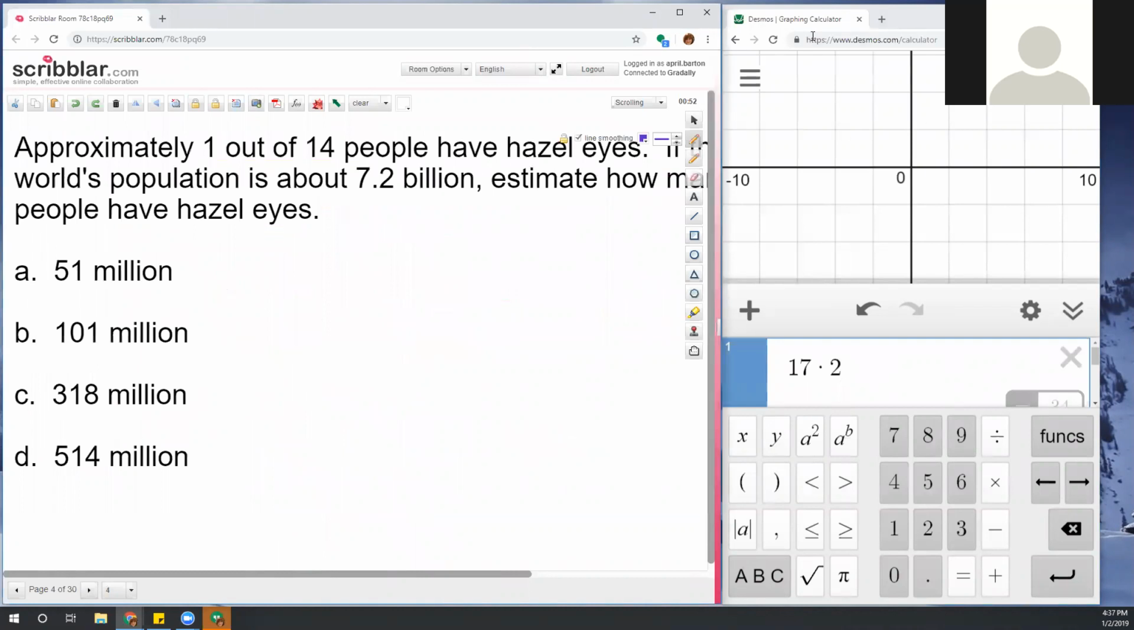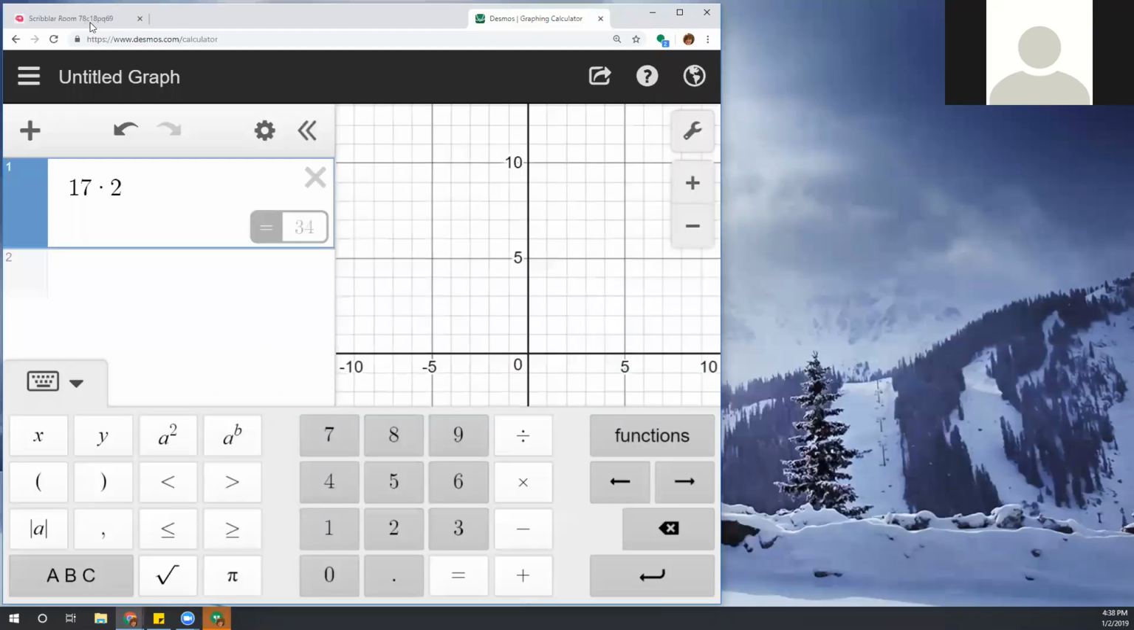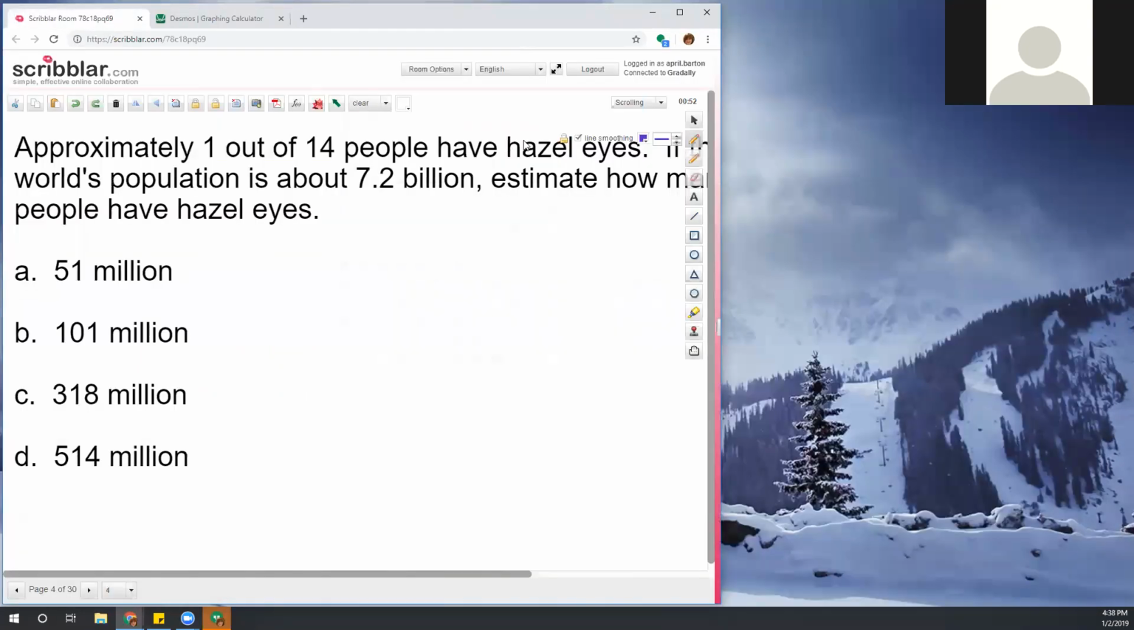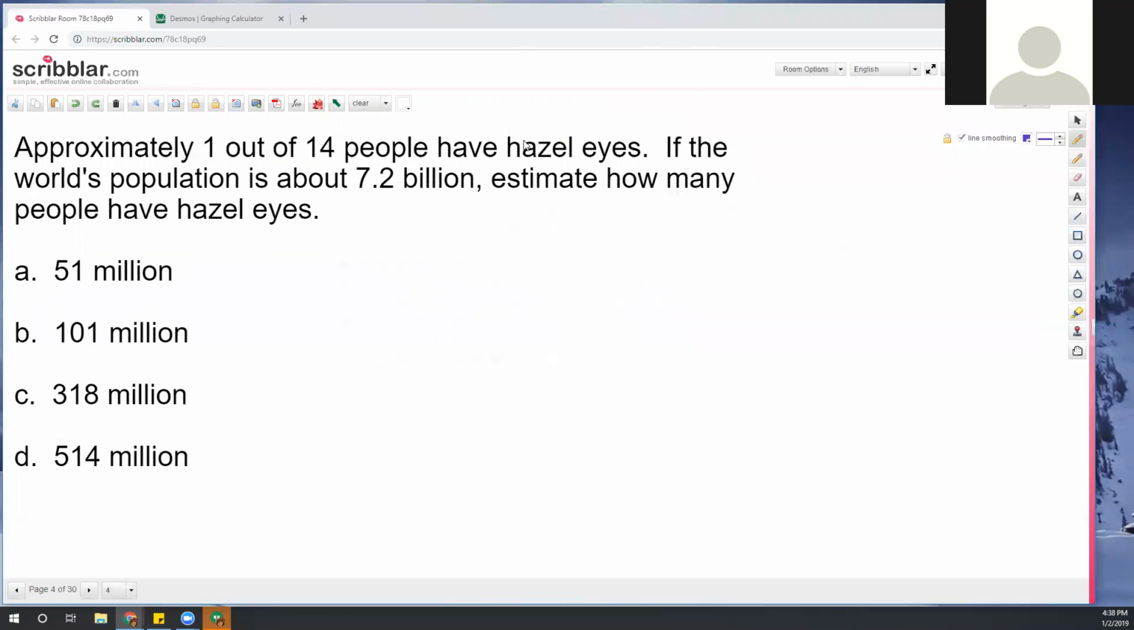I'm going to make this a little bigger because we can't see the whole question. Okay, approximately 1 out of 14 people have hazel eyes. If the world's population is about 7.2 billion, estimate how many people have hazel eyes. So this is the same kind of setup. I put up a similar question where you're going to have to set up a proportion.